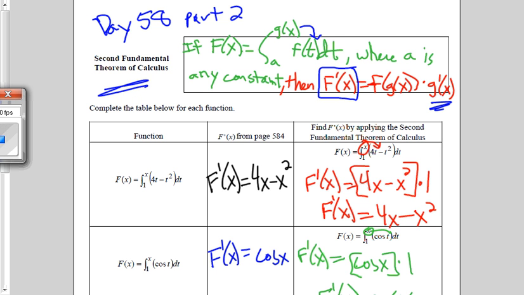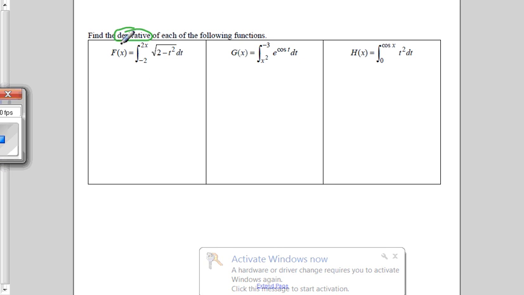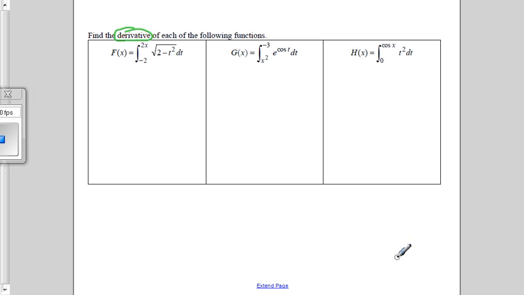Okay, so let's go on to the next page. Why don't you guys try them, and I'll fill them out, and then you can check your answers. We should also make sure they ask us to find the derivative of those, because if they don't ask you to find the derivative, then you're not going to use the second fundamental theorem of calculus.